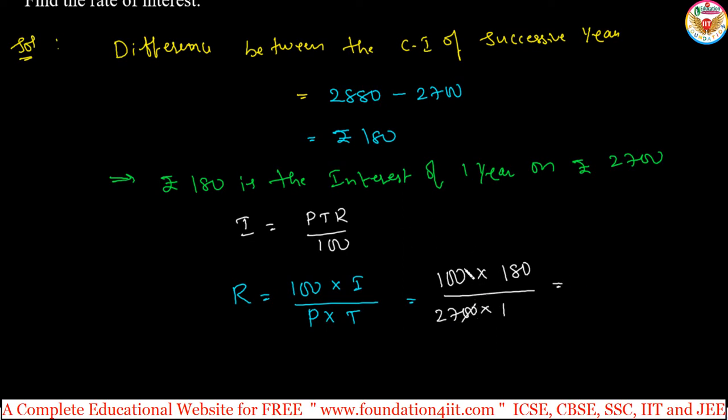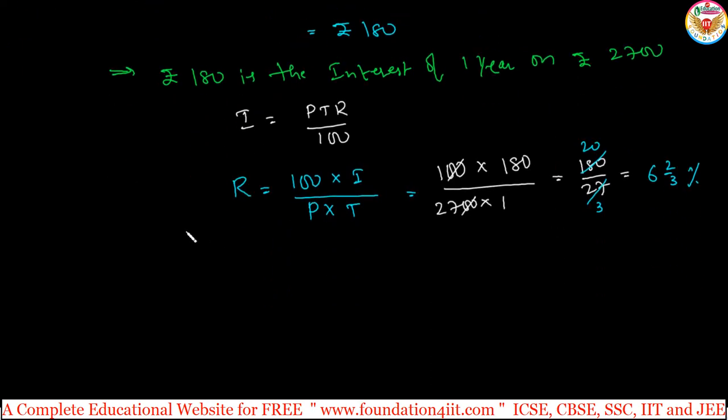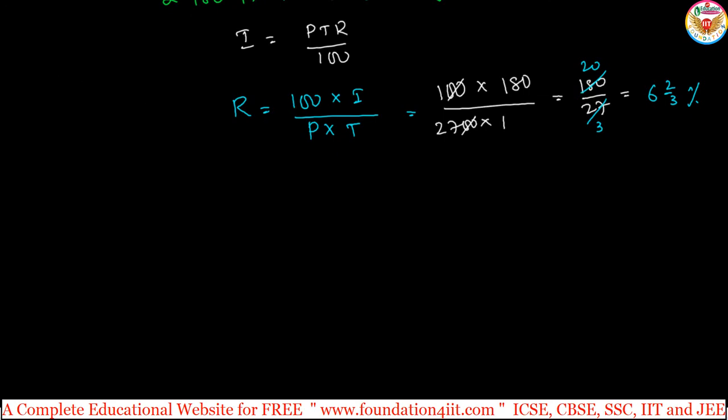So this cancels. 180 by 27. Again 9 table, right? 9 3s are 9. 20 by 3 is 6 2 by 3 percentage. 20 by 3 in mixed fraction is 6 2 by 3 percentage. So rate of interest is 6 2 by 3. So this is one way we can do, or else directly if you want, you can remember one formula. So let me write here.